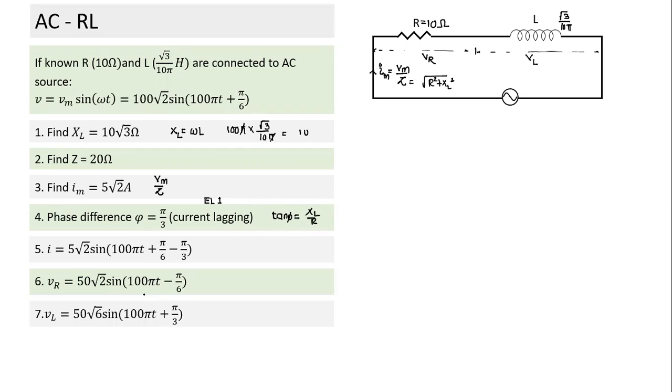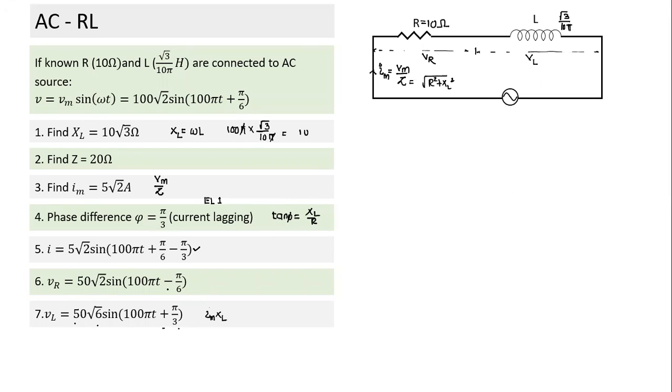Similarly, we find VL. What will VL be equal to? Magnitude will be I naught into XL. So this is the amplitude of VL. How about phase constant here? Compared to I, this will lead by 90 degree. So from here, I add 90 degree. Whatever phase I have for current, it will lead by 90 degree, I get equal to pi by 3.